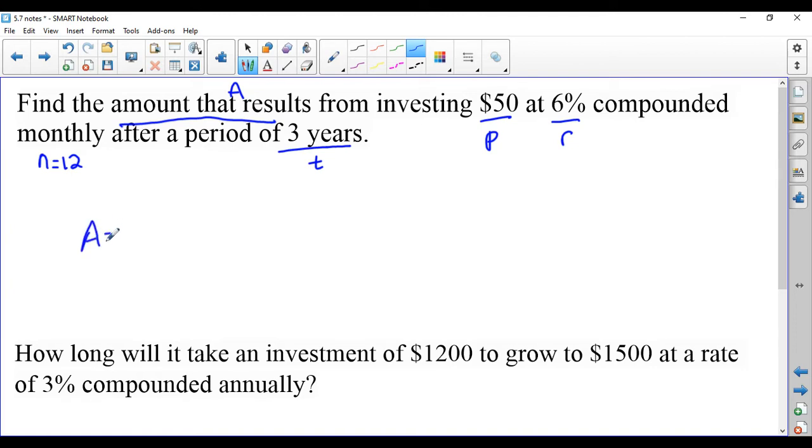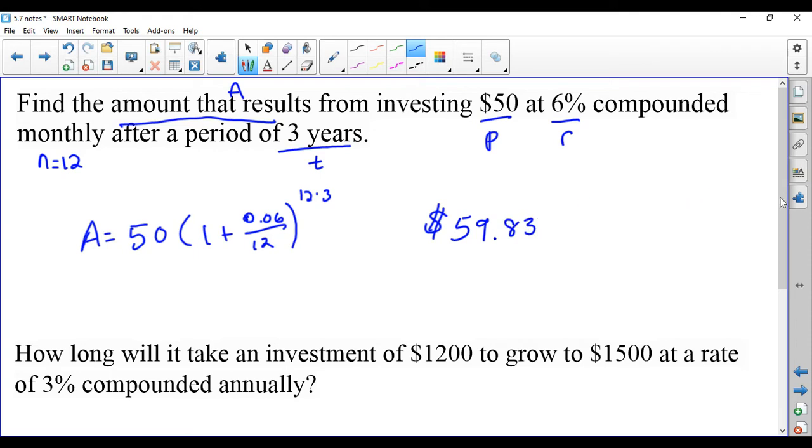So A is principal times 1 plus my rate divided by 12, in this case, 6% is 0.06 divided by 12 times per year, raised to the 12 times 3. You should go to your calculator. You can type all of this in one step in your calculator, and we get that the future value, which is in dollars, so we're going to go to the nearest cent, is $59.83. I would recommend checking that one, put it in your calculator, make sure that's the number you get.